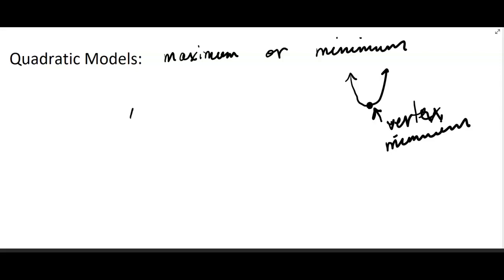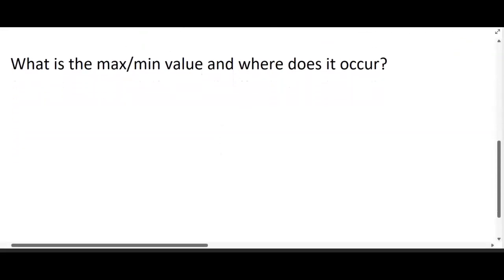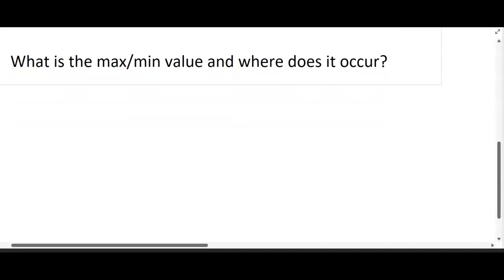If you have a quadratic function that graphs like this, then the vertex is said to be a maximum. And sometimes we want to maximize our profits in business or something like that. And so we want to know the maximum value. But this is also a vertex. Okay? So when they ask you to find a maximum value or a minimum value, they're asking you to find the vertex. Now, a lot of times these questions will say something like, what is the max or the min value and where does it occur?